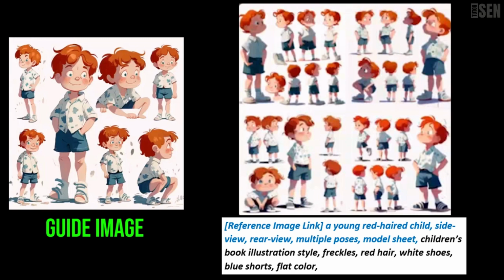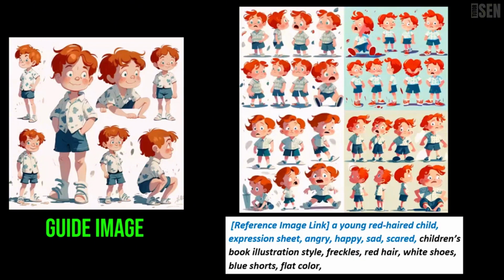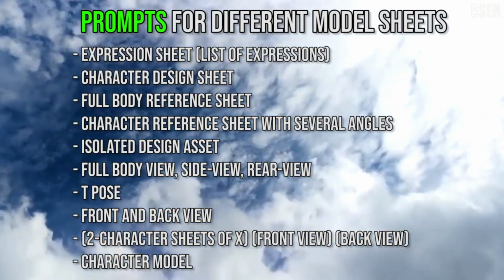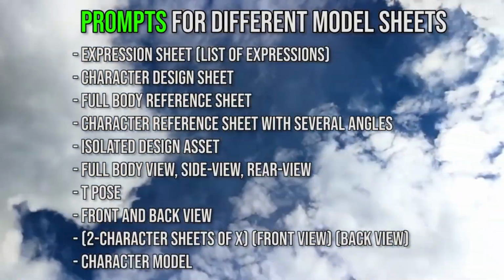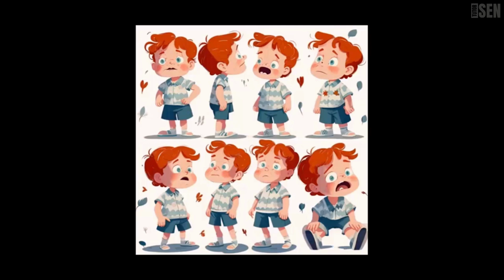There are many different kinds of sheets. Here we have an expression sheet, where you can get an idea of the different expressions of your character. And the prompt to get this is simple. It's just reference image link, a young red-haired child, expression sheet, angry, happy, sad, scared. Here is a full model reference sheet that will show your character's body proportion in different angles. Don't forget, here is a list of different sheets you can experiment with. So, as you create more and more sheets, you can simply crop the ones you really like and make more images or more model sheets from them.